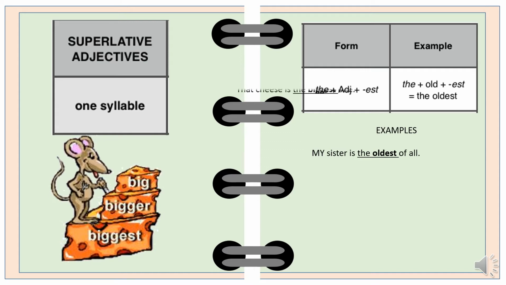Now I have another example. The cheese is the biggest one. Okay, the cheese is the biggest. The word is big, only one syllable. We add est and we add the, and we are comparing. Remember that with a superlative adjective we have to compare? We can compare one or two or three things. Okay, guys?